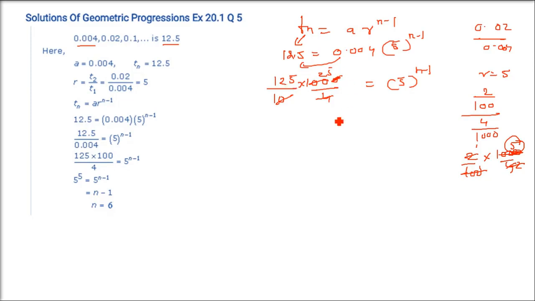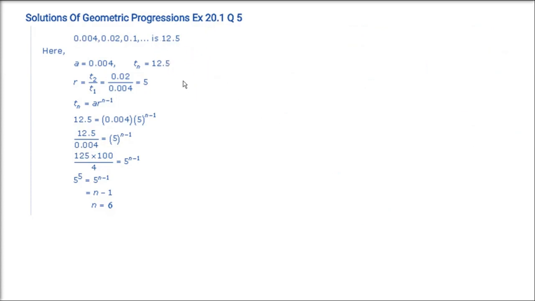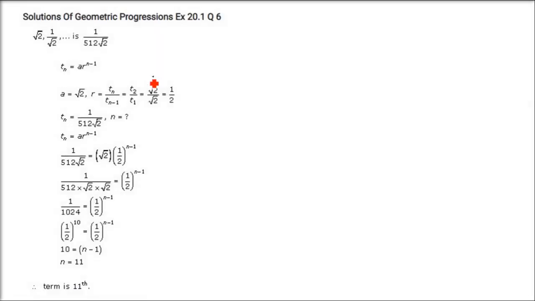125 is 5 cube and 25 is 5 square. 5 into 5 into 5 is 125. So what do you get? Add the powers, you get 5 to the power 5, and this equals 5 to the power n minus 1. So n minus 1 equals 5, n becomes 6. So n is 6 here, and the sixth term is 12.5.